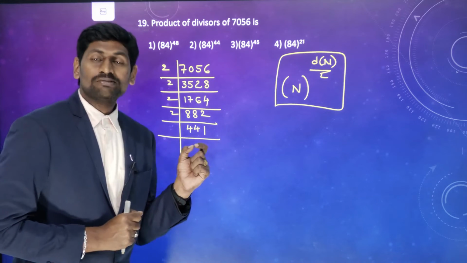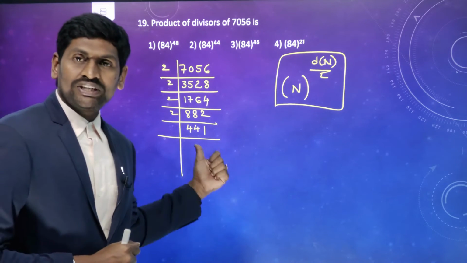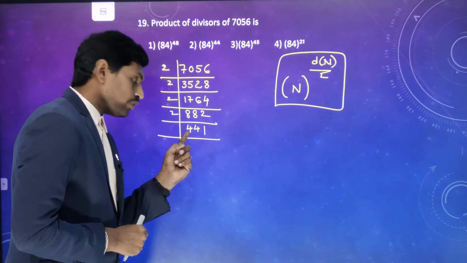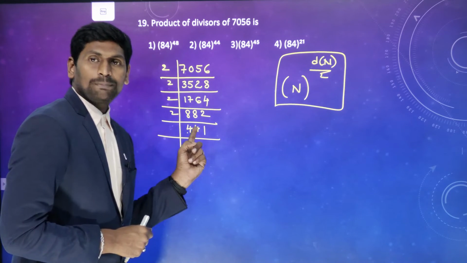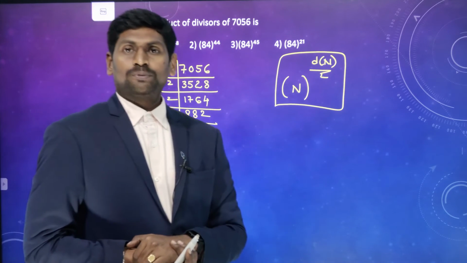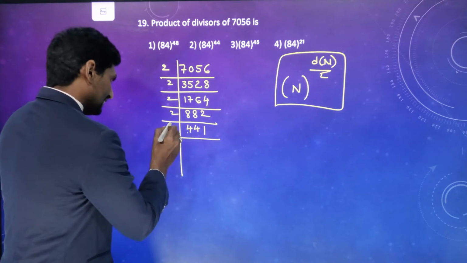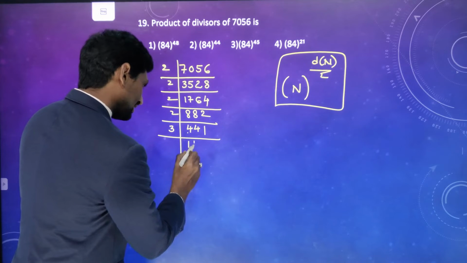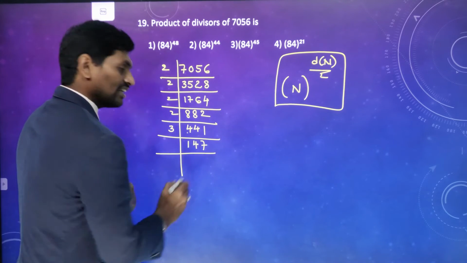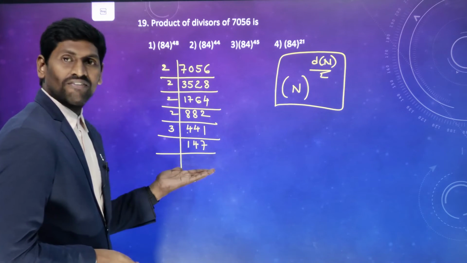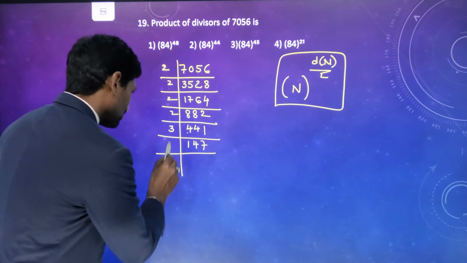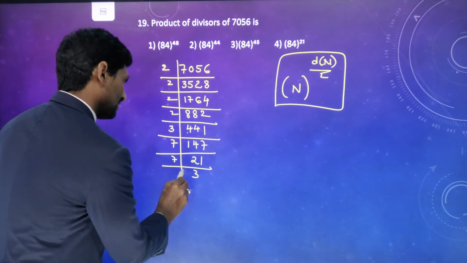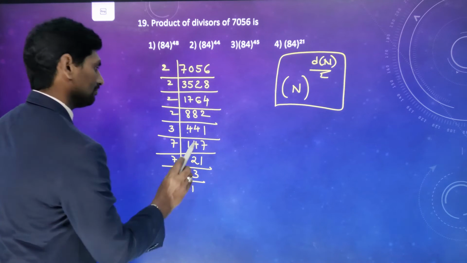What is the divisibility rule for 3? Sum of its digits must be multiple of 3. Now check that digits. 4, 4 plus 4, 8, 8 plus 1, 9. 9 is a multiple of 3. So we can take 3 table. 3 1s, 3 4s 12, 3 7s. Now 147 will come in the table of 7. So we can take 7 table, 7 21s, again 7 3s, 3 1s.